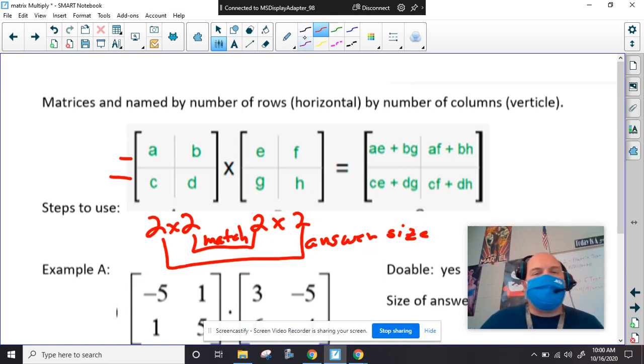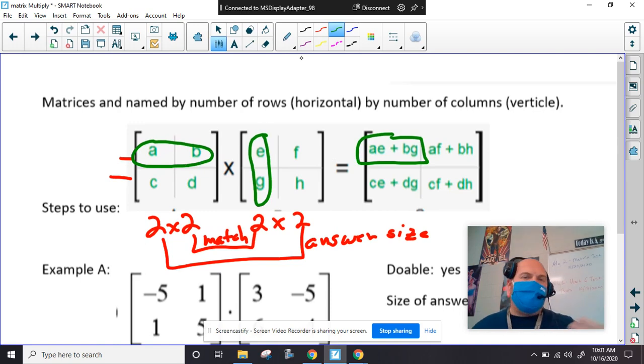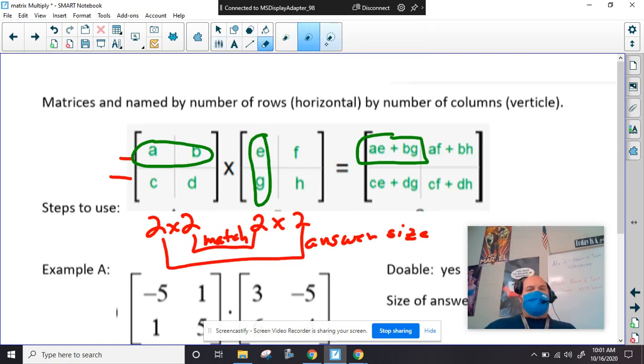Basically what you're doing, and I like this graphic more than some of the other things I found yesterday because in the past, teaching this has not been super fun or easy. For this part right here, this is in the first row, first column. So we take this first row and multiply it by this first column. That's why we have A times E plus B times G. And it just goes on that same pattern all the way through.